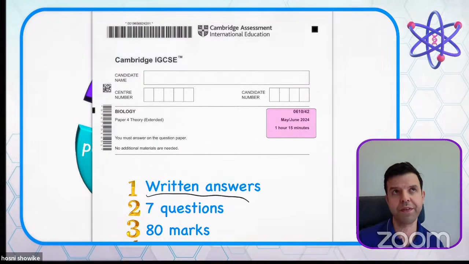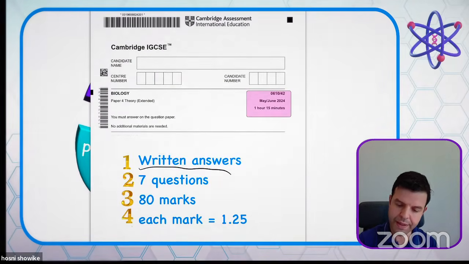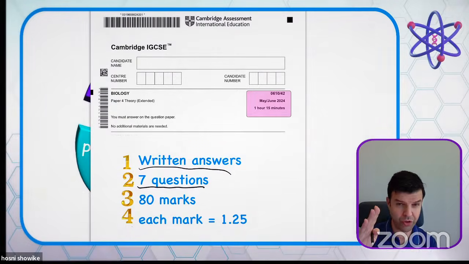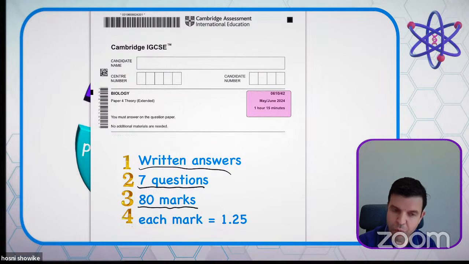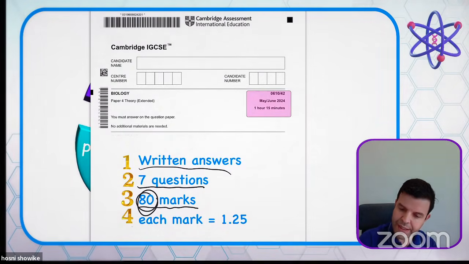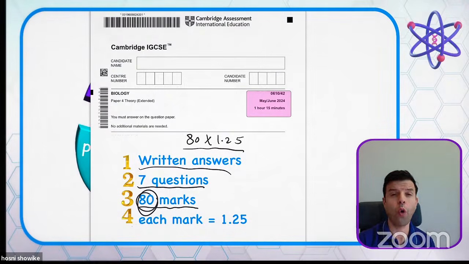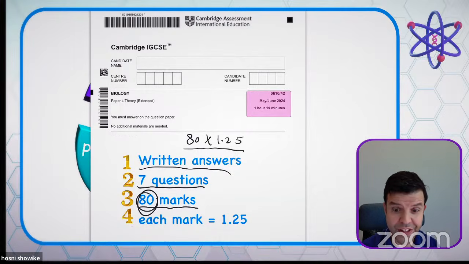So you write the answer with an open book that would help you to study. So paper 4 is 7 questions, 7 long questions, meaning each question is like A, B, C, D. The total number of marks for this paper is 80, and each mark is worth 1.25 of your overall mark. The overall mark for your IGCSE is 200, all right?